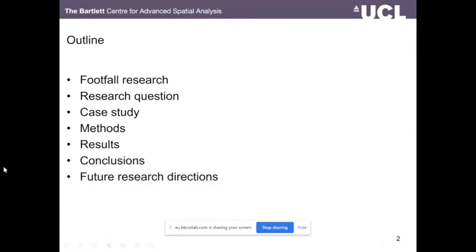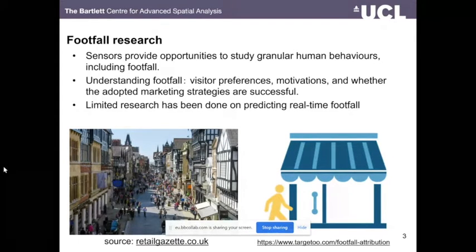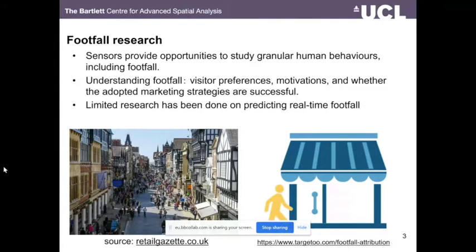So this is an outline to my talk. First of all, I would like to introduce something about the footfall research. In recent years, the census provides some valuable opportunity to study granular human behaviors, including footfall in high streets or in the city. Understanding the footfall is important as it tells us about the visitor preferences, their motivations, and whether the marketing strategies are successful. So far, there has been limited research done on the prediction of real-time footfall. And that's the motivation of this study.